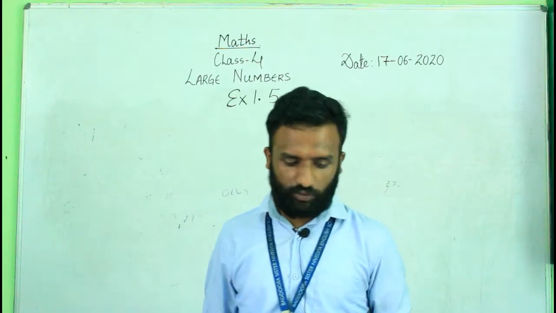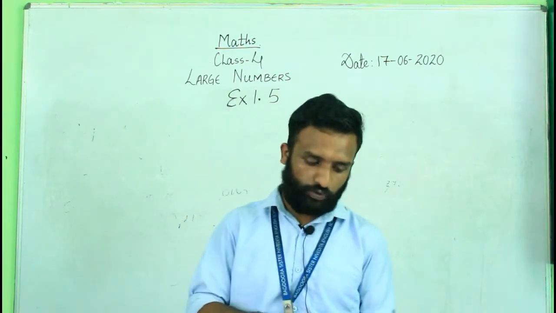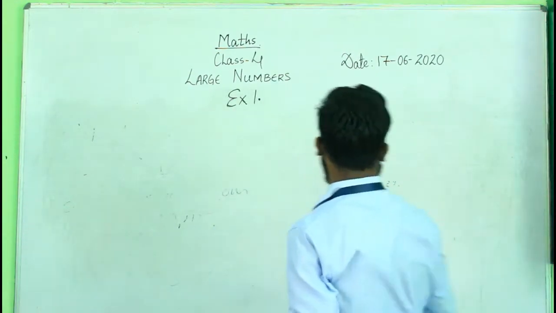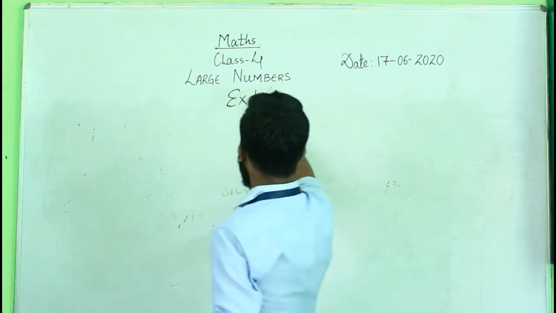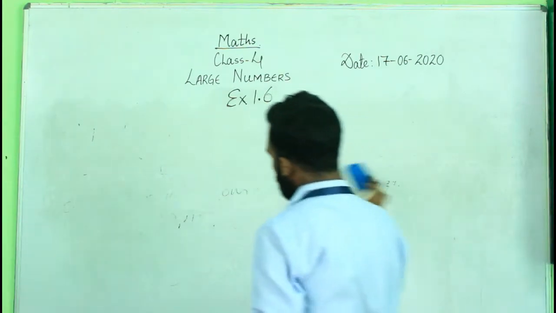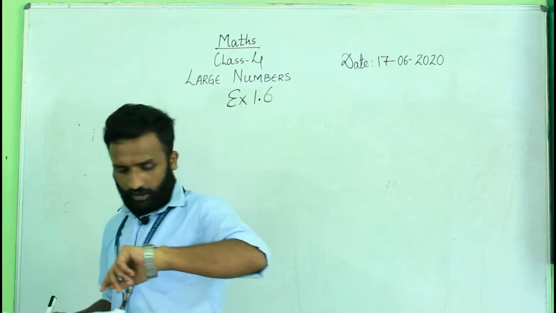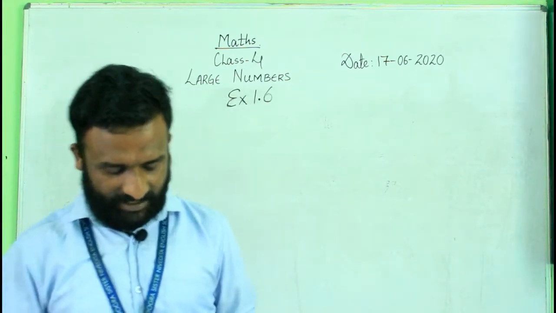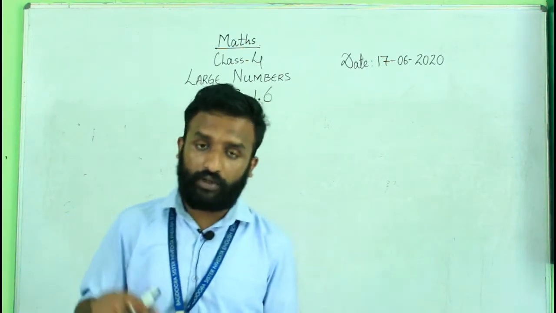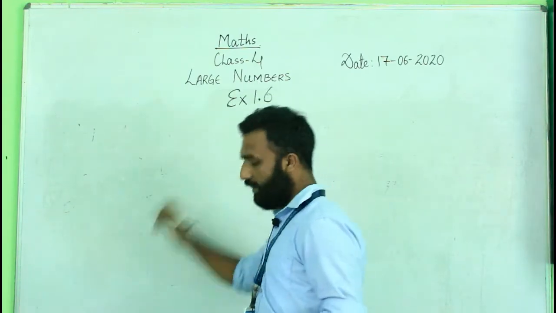So we have completed exercise 1.5. Now let's move to exercise 1.6. In exercise 1.6, here you have done the same as you have done in the lower classes. Here we have to round up the numbers. In exercise 1.6, we have to round up the numbers.